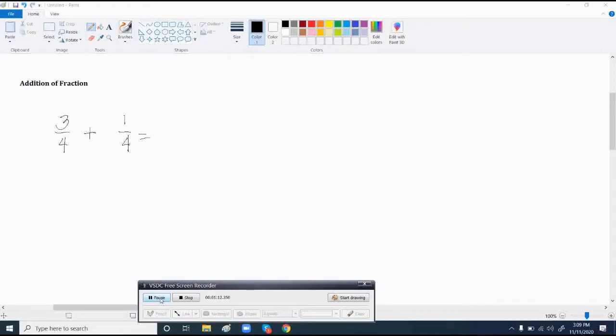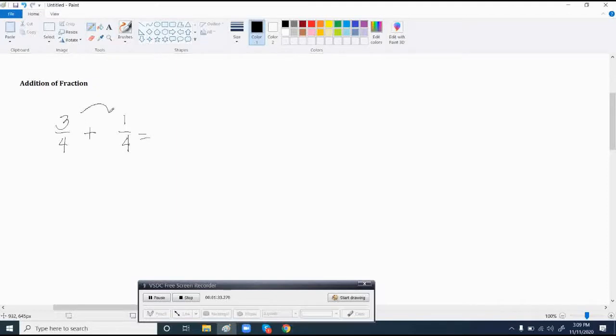Now let's talk about addition of fractions. In addition of fractions, there are always 2 rules to be followed. Number 1 rule, if your denominators are the same, just simply add the numerators and copy the denominator, like this.